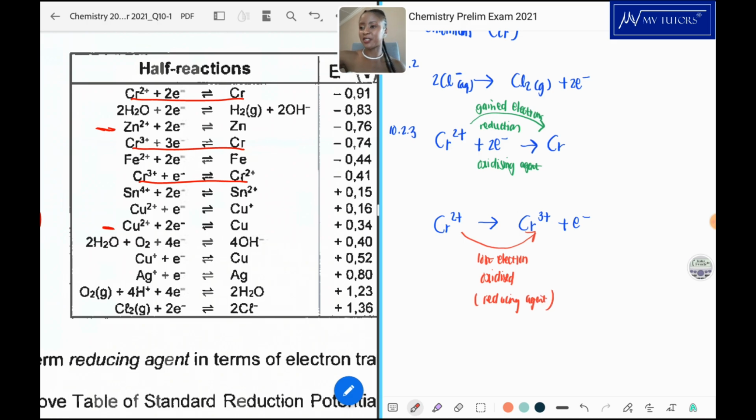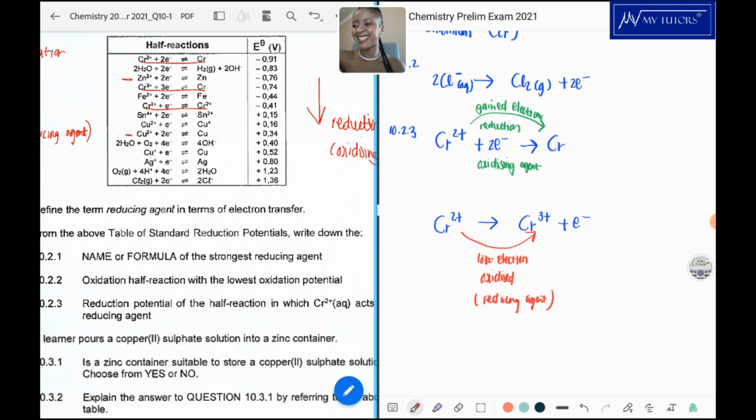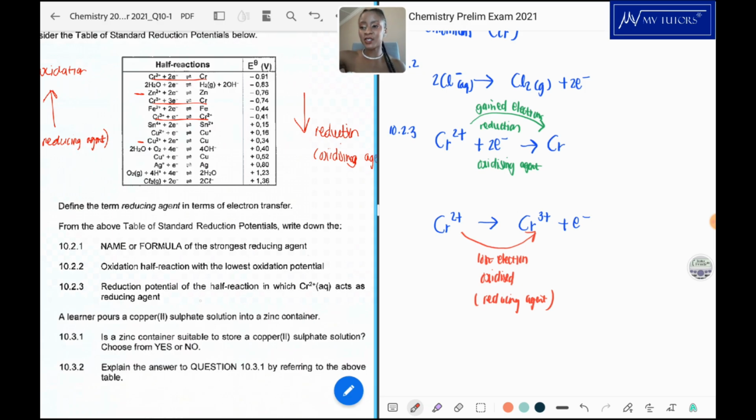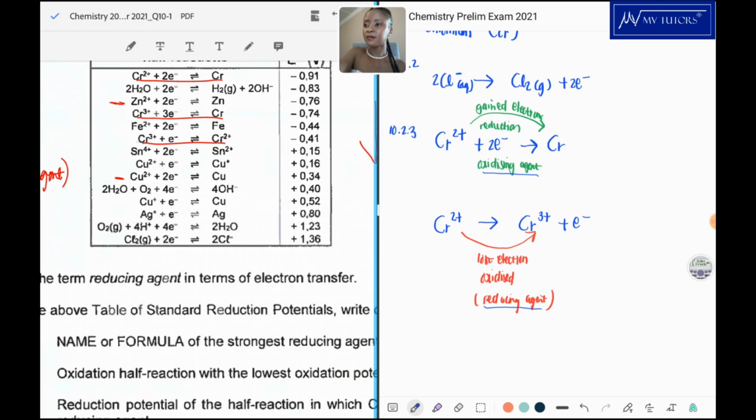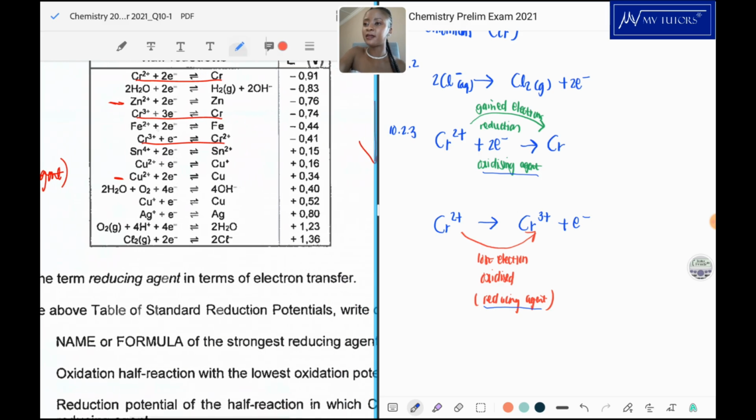Okay, now I forgot the question. What were they asking? They're saying the reduction potential of the half reaction in which chromium acts as a reducing agent. Okay, so we see here chromium acts as an oxidizing agent on top, but here it acts as a reducing agent. So we have our chromium that we're going to use, and if you look closely, it's this one here that we're going to deal with.